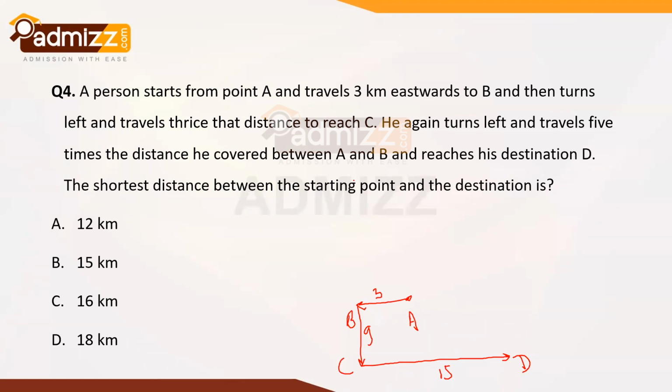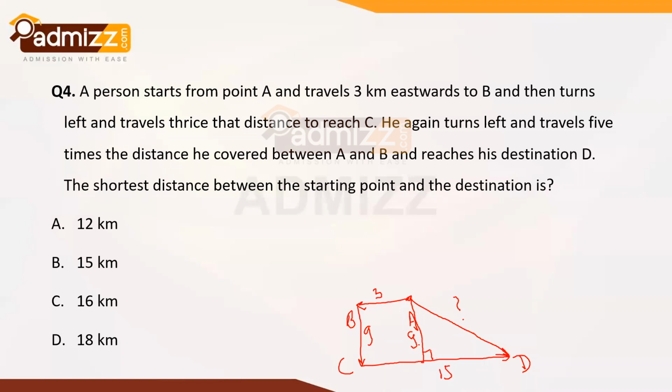The shortest distance between the starting point and the destination, so between A and D, is this line. Shortest distance basically means the straight line connecting the initial position and the final position. Keep this in mind. We have to find this distance. So we drop a perpendicular from A to CD. This is going to be parallel, so this perpendicular is going to be 9.